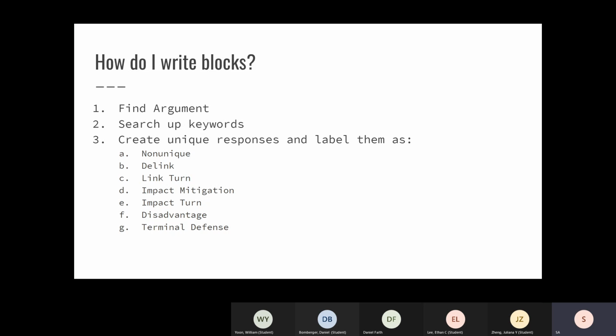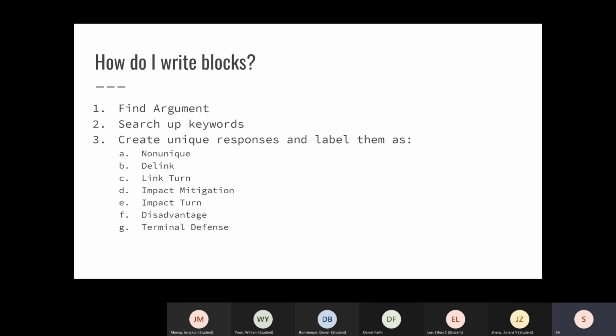A link turn is where you take the link and you actually make it a good thing. Let's say they say profits going down means less innovation, which is obviously bad because that means fewer people are going to live due to some cancer-saving drug or something. But a link turn would basically take that and say, actually, profits going down means that companies increase investment into innovation because they're doubling down on what actually makes them money.